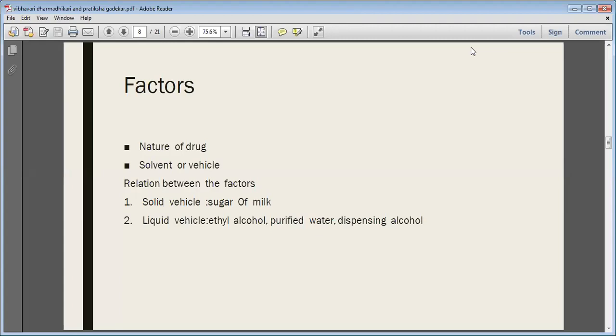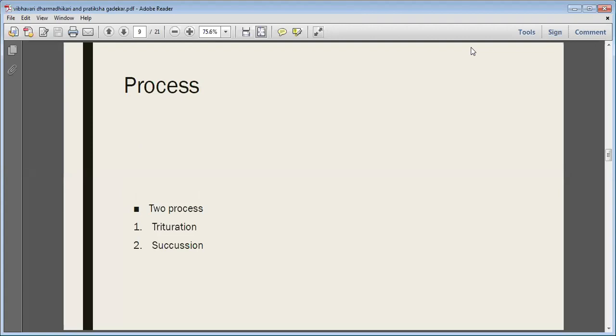The first is the solid vehicle, that is the sugar of milk, and liquid vehicles. We can use here water, we can use ethyl alcohol, we can use dispensing alcohol. So these are the vehicles we are using for the potentization. Then we are doing two processes in the potentization: trituration in case of insoluble substances and succussion in case of soluble drug substances.